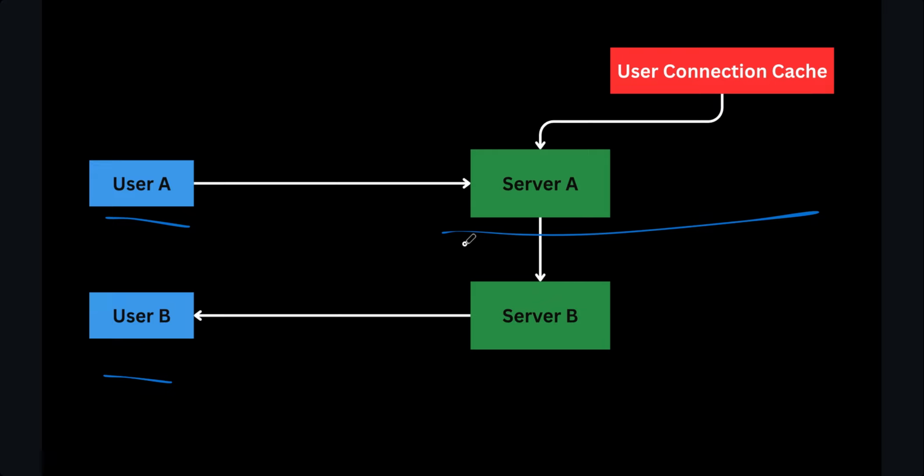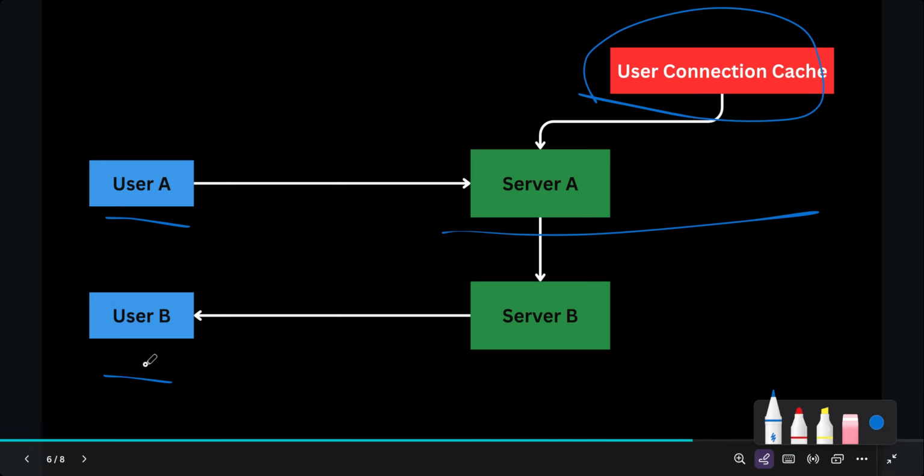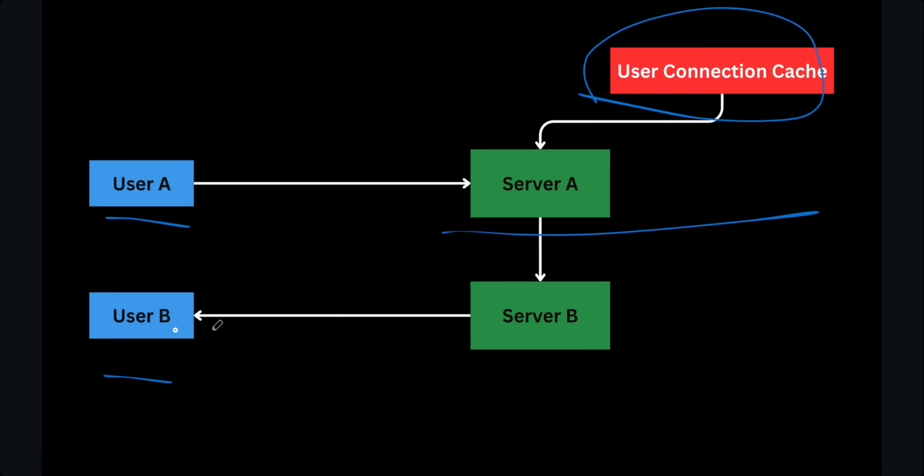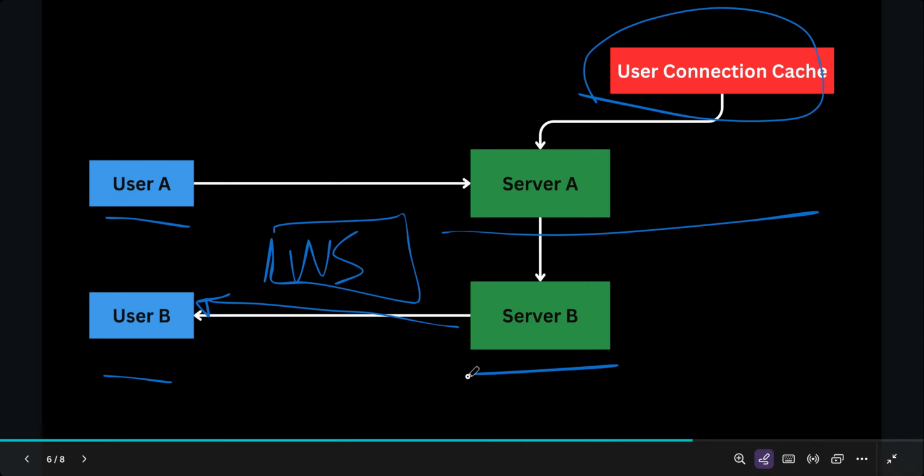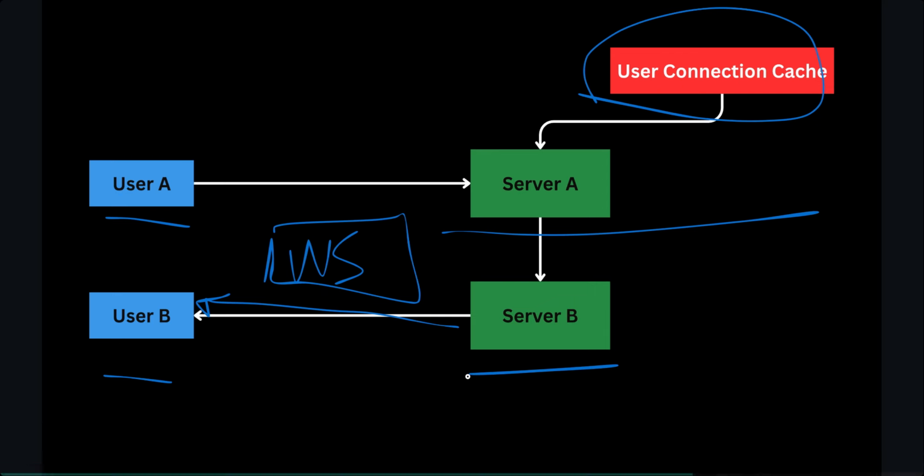Okay, so let's say that user B is online. Server A will know from the user connection cache whether user B is online or not. User B is online, so server A will forward the message to server B, which delivers the message to user B with our WebSocket protocol. Because it's bidirectional communication, the server can send the message or data to the client without the client sending a request for it.